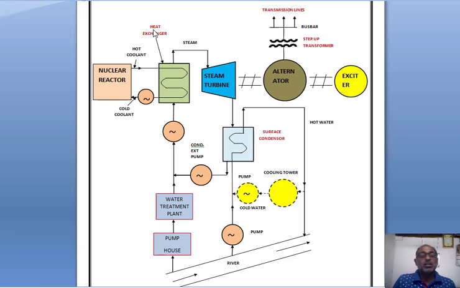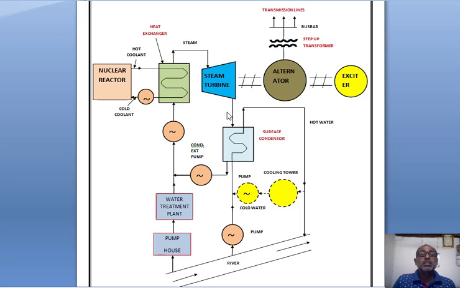Now, due to this heat, the water available in this heat exchanger is converted into steam. So, the hot steam that comes out from this heat exchanger is applied to the steam turbine, which rotates the turbine. That means our heat energy is converted into mechanical energy.